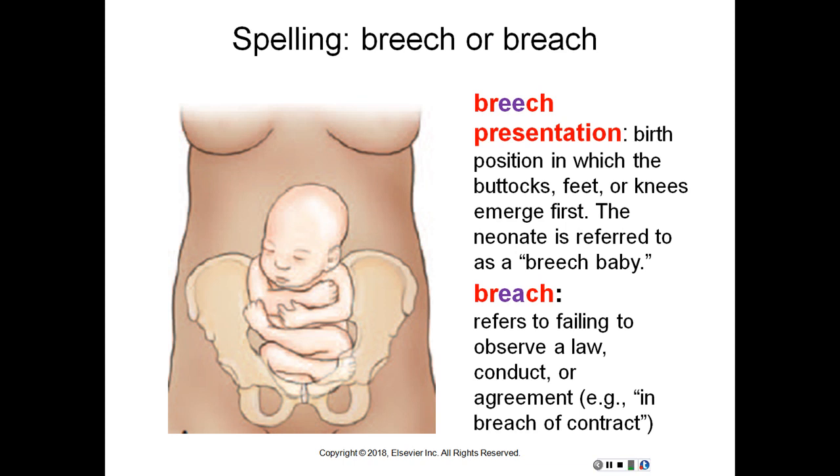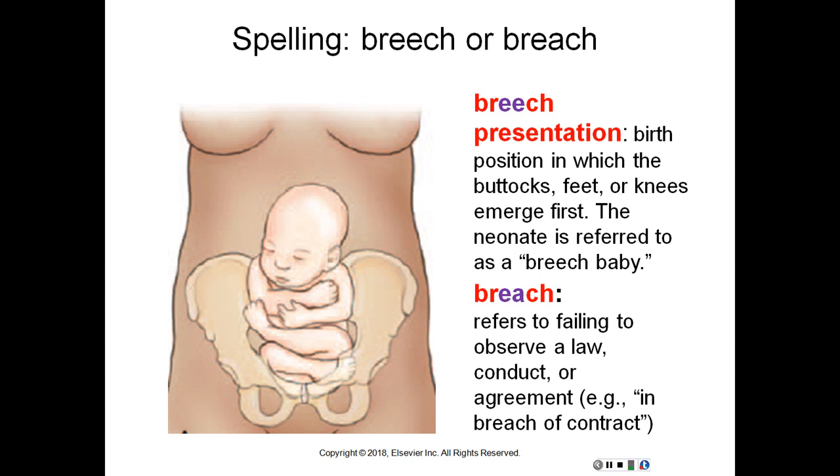Obstetrician, physician who specializes in obstetrics. Obstetrics, medical specialty dealing with pregnancy, childbirth, and puerperium. Parturition, act of giving birth. Premature infant, infant born before completing 37 weeks of gestation, also called preterm infant. Puerperium, period of delivery until the reproductive organs return to normal, about 6 weeks. Quickening, first feeling of movement of the fetus in utero by the pregnant woman. It usually occurs between 16 and 20 weeks of gestation. And stillborn, born dead, death of a fetus after 20 weeks of pregnancy.